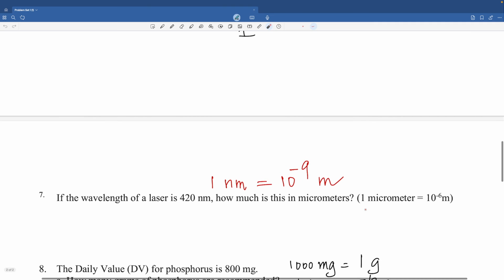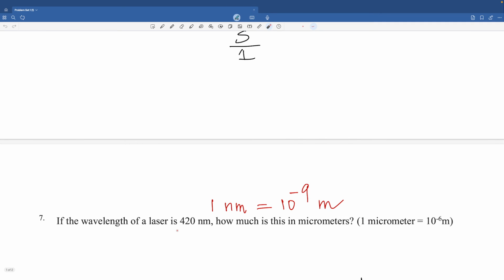Going on to number 7. If the wavelength of a laser is 420 nanometer, so that's nano, how much is this in micrometers? So you've got to know two conversions. One of them is given. Micro means 10 to the negative 6, so 1 micrometer is 10 to the negative 6 meter. Nano rhymes with 9, so nanometer is 10 to the negative 9 meter. Using these two, you should be able to convert the nanometer into micrometers.